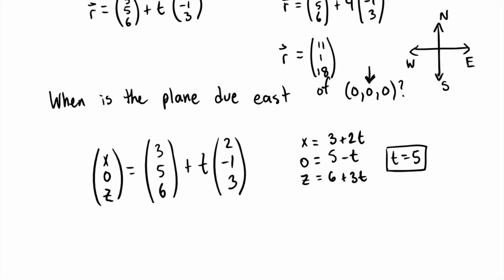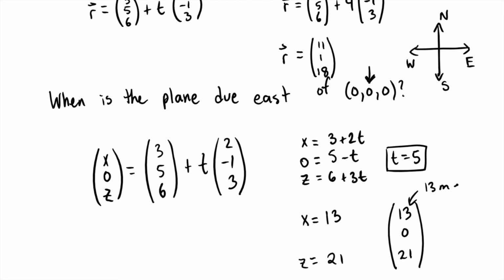I can even figure out the coordinates of where it will be now by plugging that t value into the other equations. So when I plug t into x, I get the value 13, and when I plug t into z, I get the value 21. And so that means its overall position vector is (13, 0, 21). So that's telling me that it is 13 meters east, it is 0 meters north or south, and its altitude is 21 meters. This is only a sample of the kinds of problems involving motion.